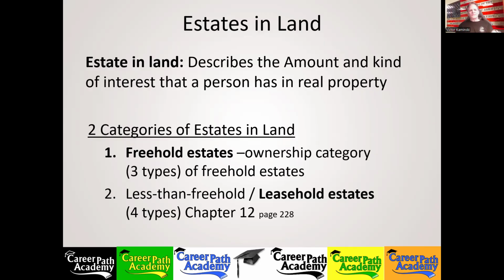But the truest definition of estate in land describes the amount and kind of interest that a person has in real property. And there's two categories of estates in land. We have freehold estates, which is the category of ownership. And there's three types of freehold estates we're going to go over in this chapter. And there is the other category, which is less than freehold. It's called a leasehold estate. And there's four types of leasehold estates, which we'll go over in chapter 12 when we start talking about leases.